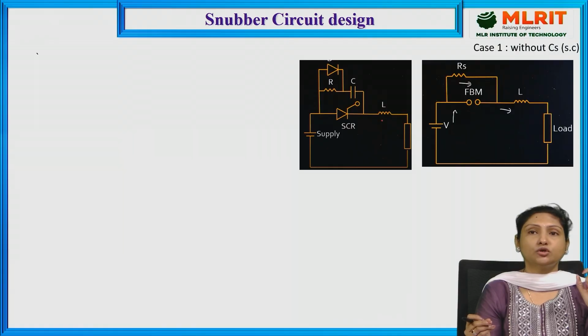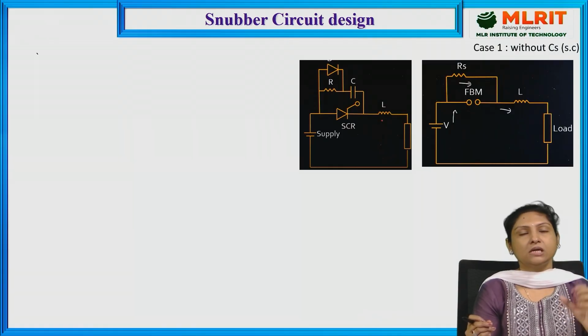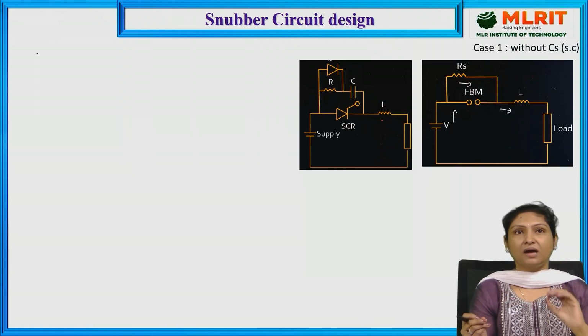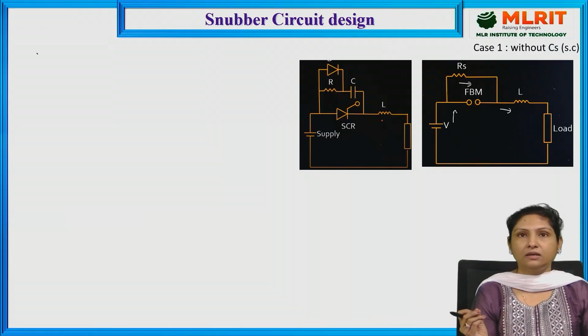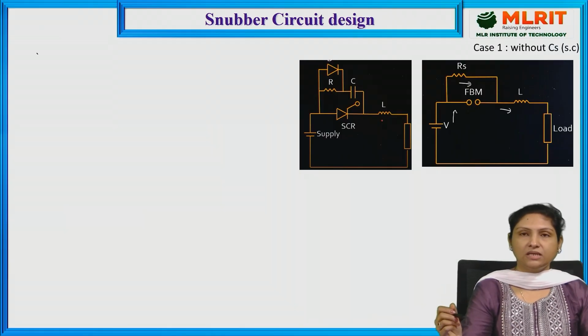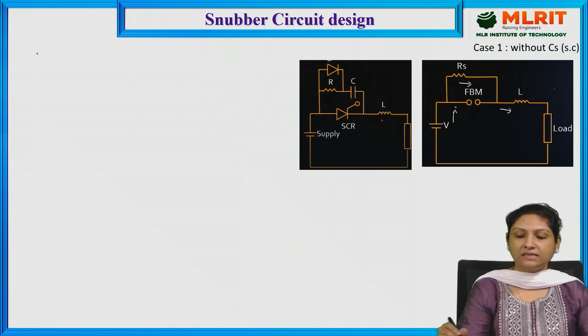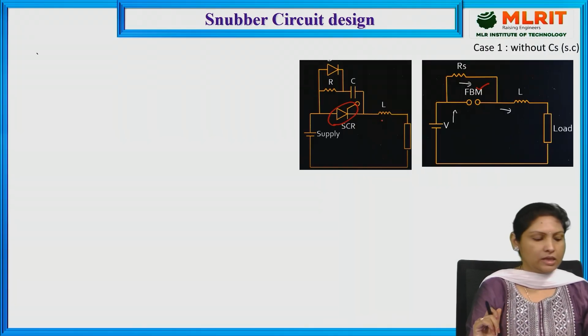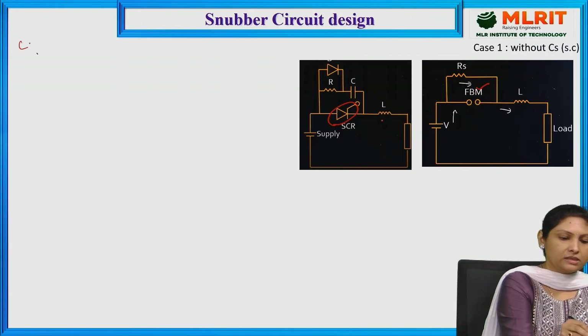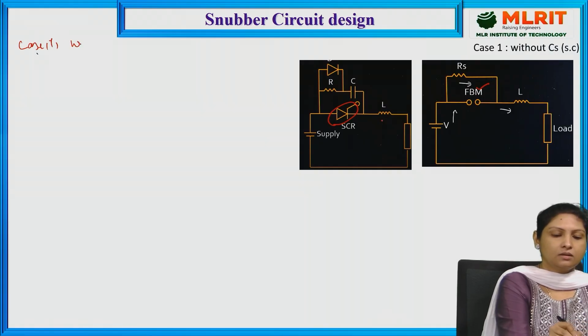That is, what should be the value of the corresponding Snubber circuit parameters that we are going to derive the formulas for. Here, initially we will assume this particular SCR is under forward blocking mode. In that case, without capacitance, that is case 1, we will derive the equations, not considering the capacitor in this particular case 1.